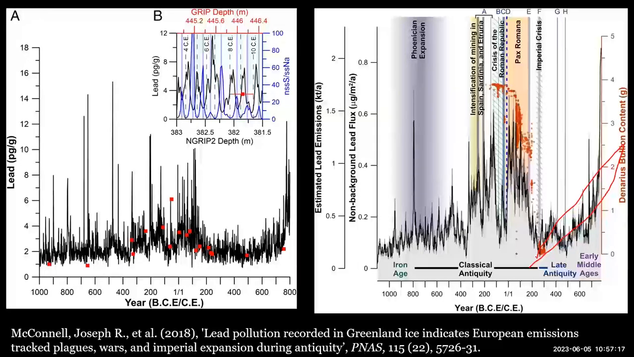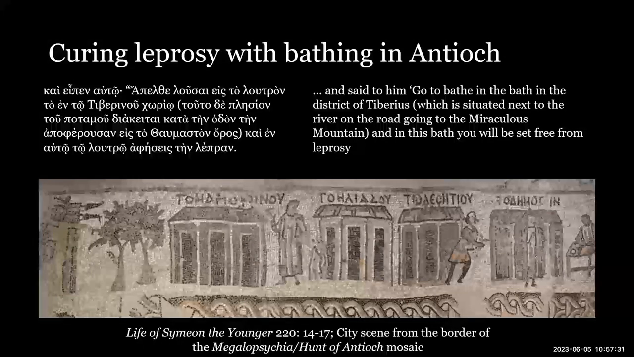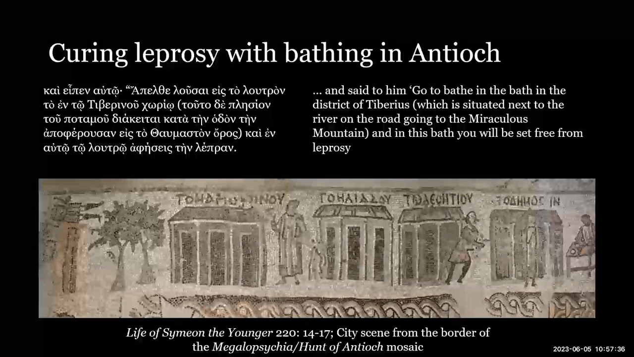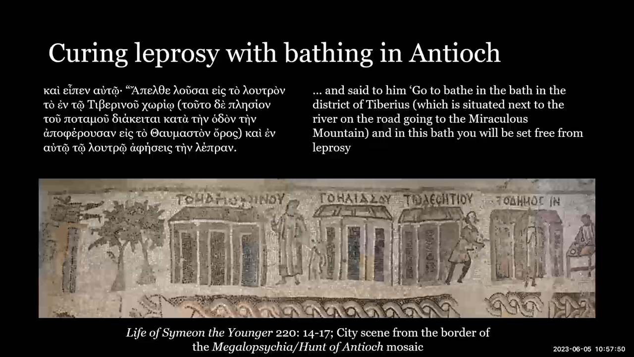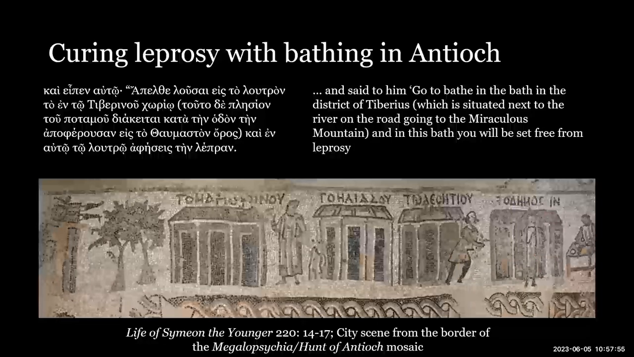So I would like to begin with a miracle recorded in the life of Simeon the Younger, whose column rested just west of the city of Antioch on a hill overlooking the lower Orontes Valley. There is an official named Theodore with the title of Scriniarius, who became afflicted with leprosy and sought out Simeon for a cure. After reaching the top of a mountain outside of Antioch, where Simeon resided, and finding the saint, the one selected by God, that is Simeon, raised up his valuable and wonder-working rod and set his seal upon Theodore and said to him, "Go to bathe in the bath in the district of Tiberias, which is situated next to the river on the road going to the miraculous mountain."